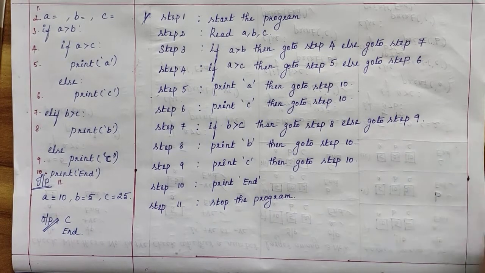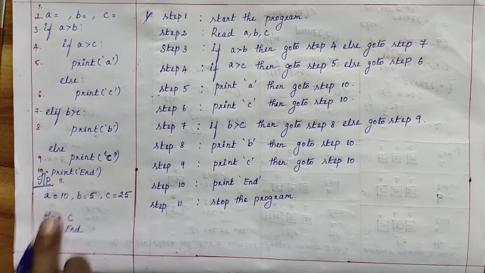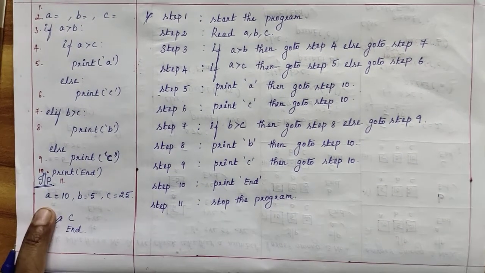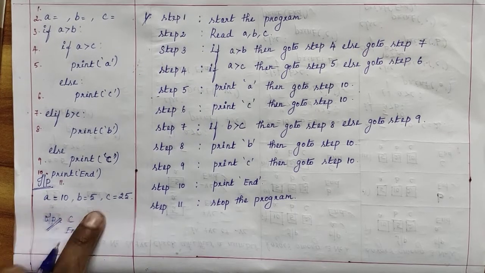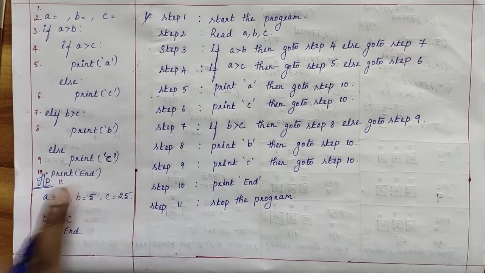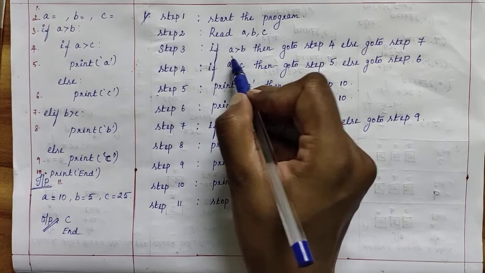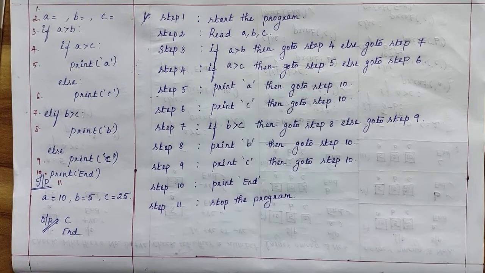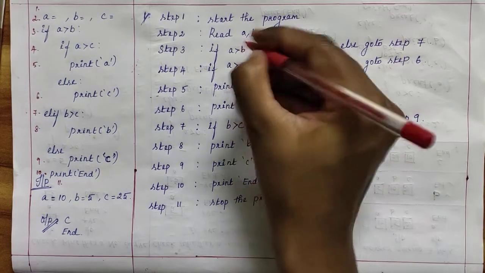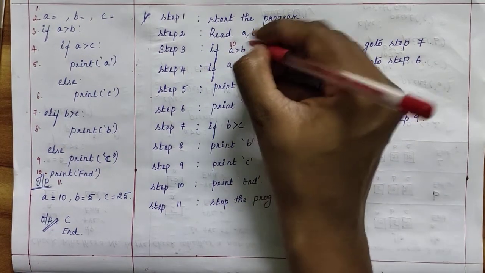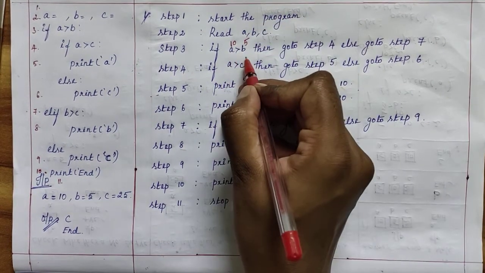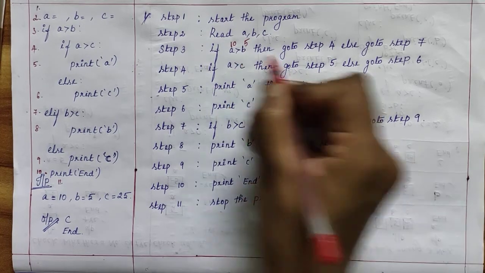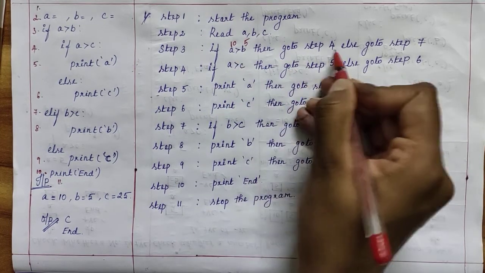Okay, let's trace with this input and output. So what is the value for A? A is 10 and B is 5 and C is 25. So first, what's the value of A now? A is 10. What's the value of B? B is 5. 10 is greater than 5. Yes, the condition is correct. Then we have to go to step number 4.